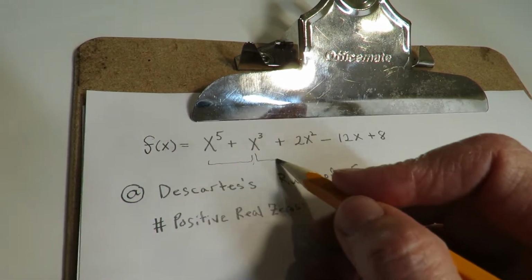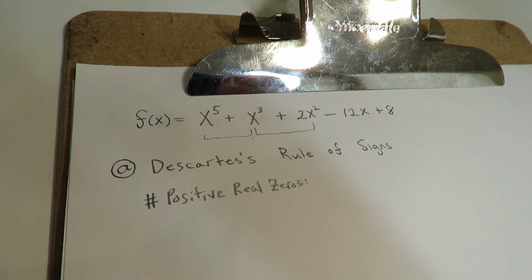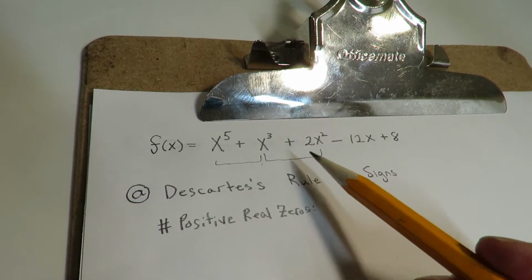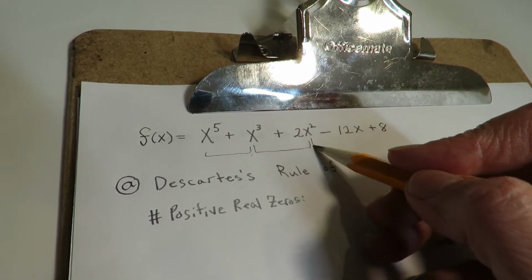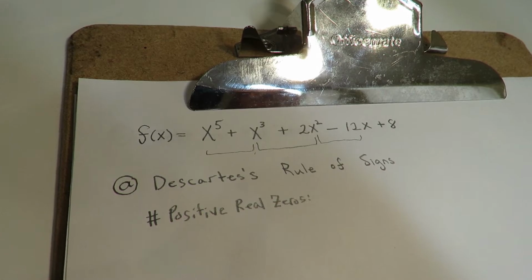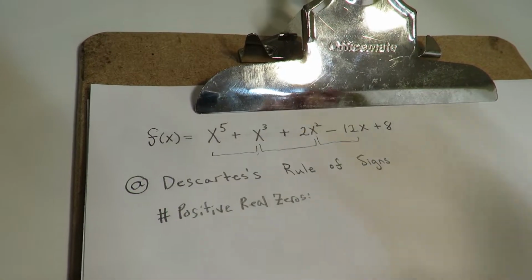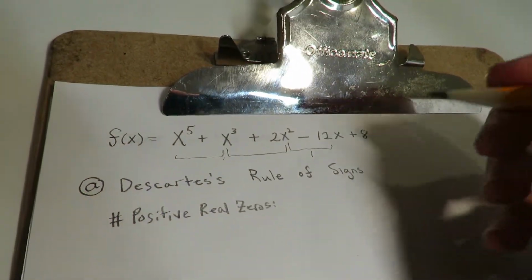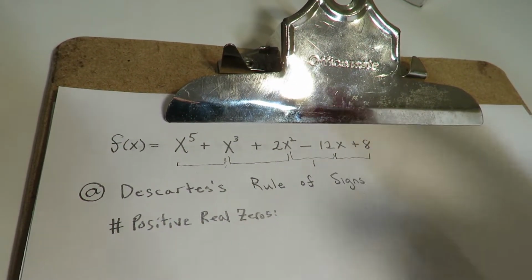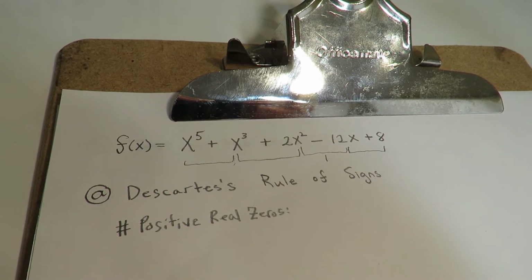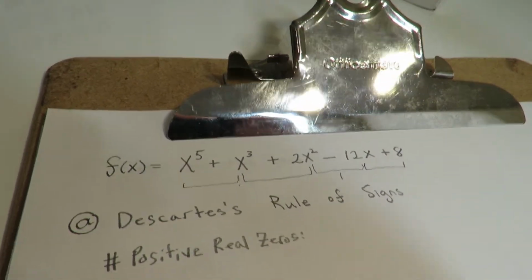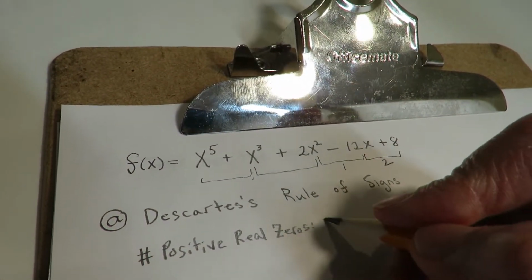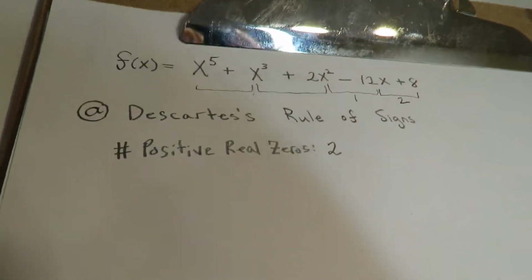From x to the third to 2x squared, there is no change in sign because you're going from a positive to a positive. But as we go from positive 2x squared to negative 12x, there's a change in sign. That's a variation, so we'll count that as 1. Then from negative 12x to 8, that's your second variation in sign. So there's a total of 2 variations in sign.